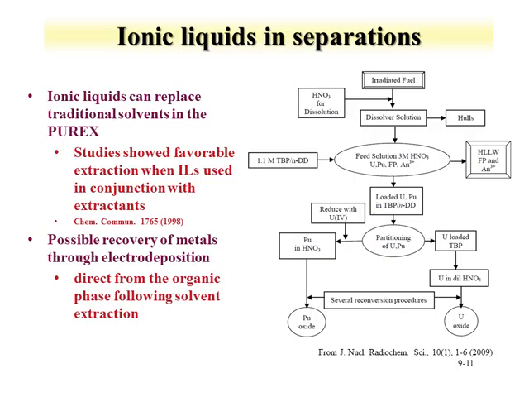liquids through electrodeposition. This reference here shows a flow sheet that has been proposed for using ionic liquids that fundamentally is similar to the Purex process, but that also includes separations of the uranium and the plutonium using an ionic liquid. And there are a number of different conversion procedures that can be exploited with this system.